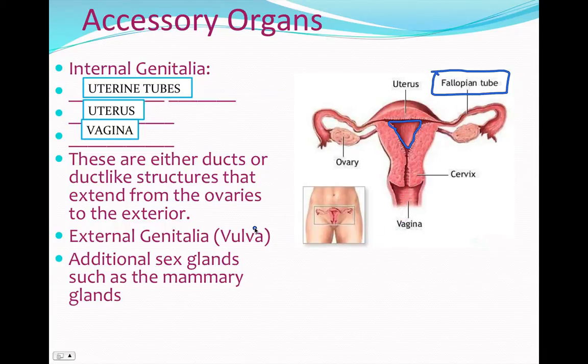So the internal genitalia then are ducts or duct-like structures that extend from the ovaries to the exterior. We also mentioned that the other accessory organs were the external genitalia, which we'll collectively refer to as the vulva. Additionally, sex glands such as mammary glands of the breast can also be considered an accessory organ of the female reproductive system.